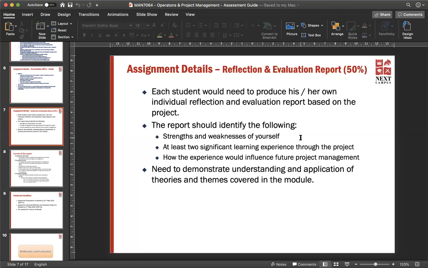What are the learning experiences that you got through the project? And how would this experience influence future projects like this? Say if you are put in charge of a project where you are asked to relocate a certain operation or probably expand a certain operation, how would the experience gained here influence future such projects, right? So let me take you through the format.